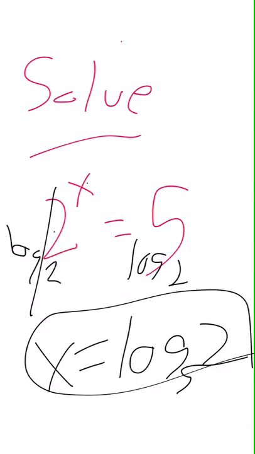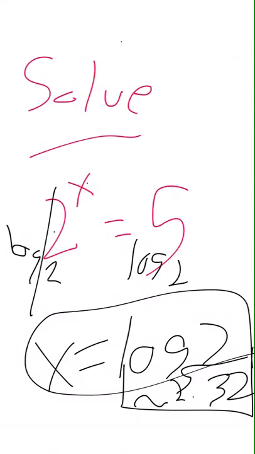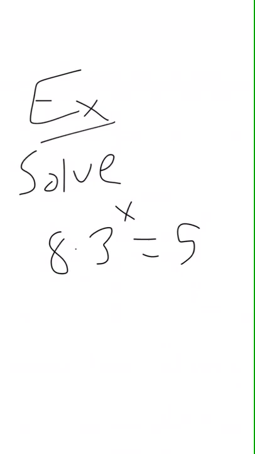You could leave it like that, or you could type that in your calculator and it would be approximately 2.32. So it's just log base 5 of 2, or approximately 2.32.